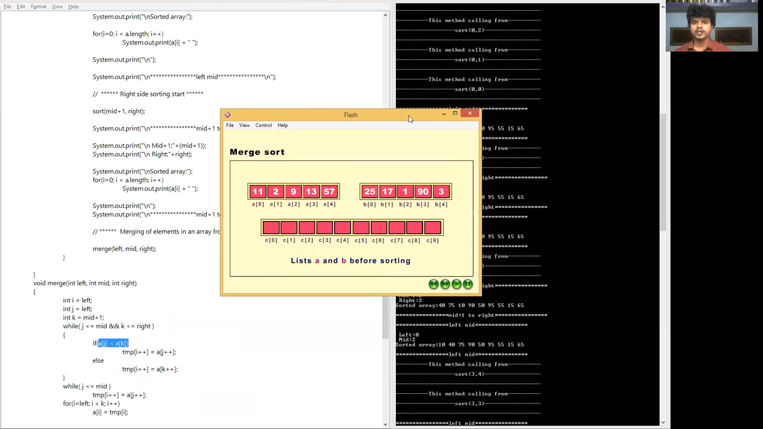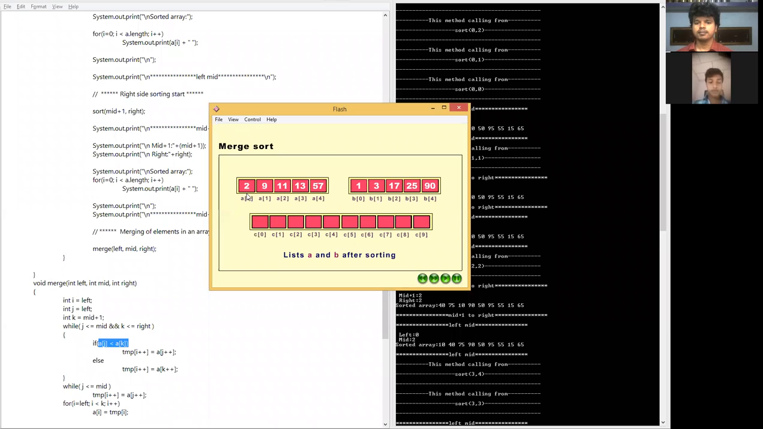See here, this is the left side array and this is the right side array. These two arrays are going to be merged. How it takes place, we can see. Here, these elements, before sorting, list A and B before sorting, indicate 11, 2, 9. This is one kind of array and this is another kind of array.